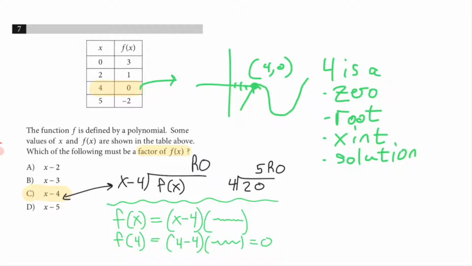The function f is defined by a polynomial. Some values of x and f of x are shown in the table above. Which of the following must be a factor of f of x? This is the kind of question where, if you've done a lot of polynomial division in Algebra 2, you might recognize that what we're asking, "factor of f of x," is a highly loaded term.